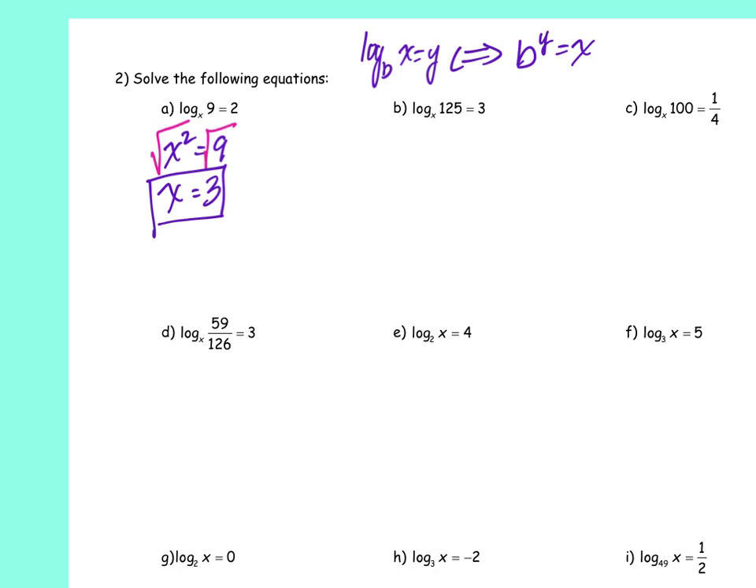So now we're going to try the next one. We're going to do exactly the same thing. I can't solve it as a log. Don't know what the answer is. So I'm going to rewrite it as an exponent. So this becomes x to the third power equals 125. Can I solve for x now? Yes, Marco, that is correct. Good job.